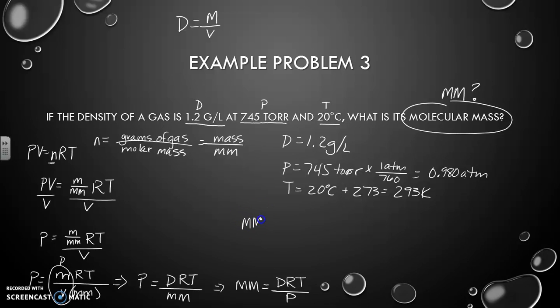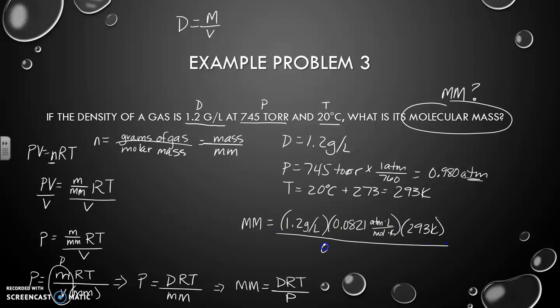So molecular mass is going to be equal to 1.2 grams per liter times our R value. ATM is our units, so 0.0821 ATM times L over mole times Kelvin, and 293 Kelvin. And then we divide that by our pressure. Our pressure is 0.980 ATM. Right, our units are going to cancel, Kelvins, Kelvins, liters, liters, and we're left with grams per mole.